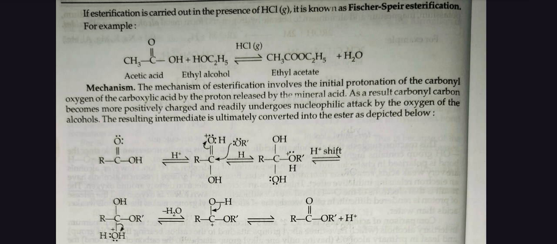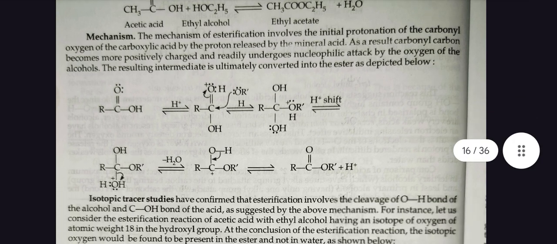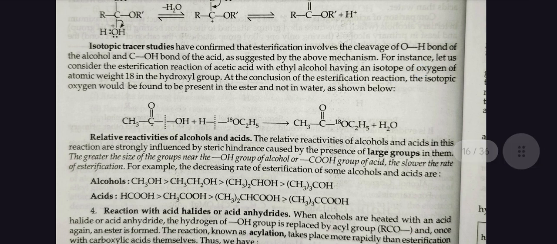The mechanism of esterification involves the initial protonation of the carbonyl oxygen of the carboxylic acid by the proton released by the mineral acid. As a result, the carbonyl carbon becomes more positively charged and readily undergoes nucleophilic attack by the oxygen of the alcohol. The resulting intermediate is ultimately converted into the ester as depicted below. Isotopic tracer studies have confirmed that esterification involves the cleavage of the O-H bond of the alcohol and the C-OH bond of the acid, as suggested by the above mechanism.